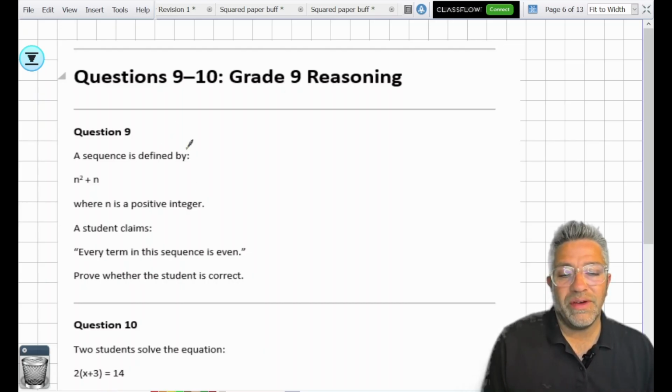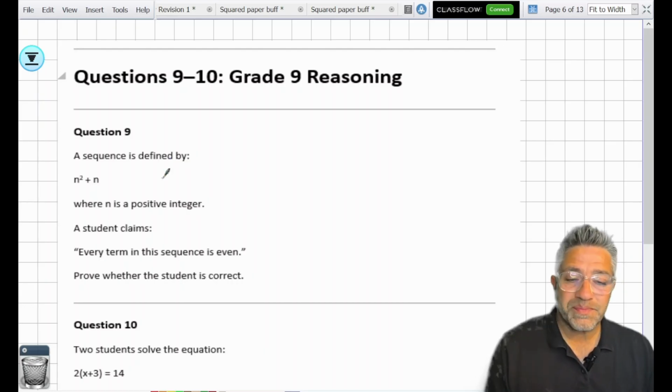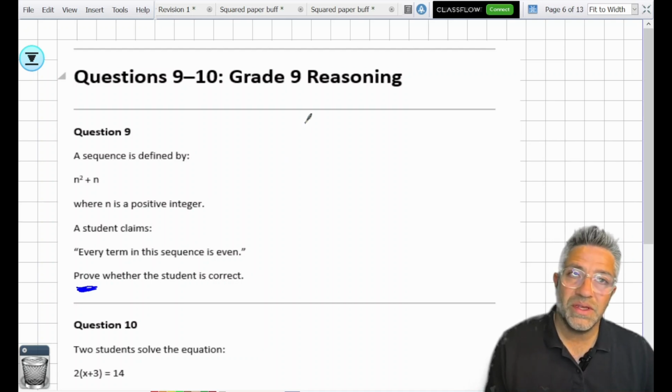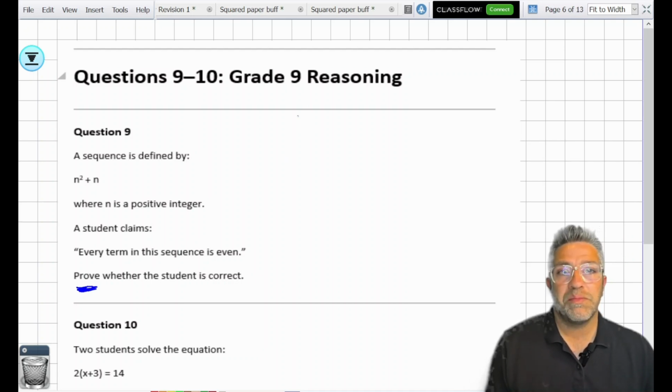A sequence is defined by n squared add n, where n is a positive integer. A student claims every term in this sequence is even. Prove whether the student is correct. Key word here, prove. So you can't just start using a lot of numbers and showing it. We're trying to prove it algebraically.